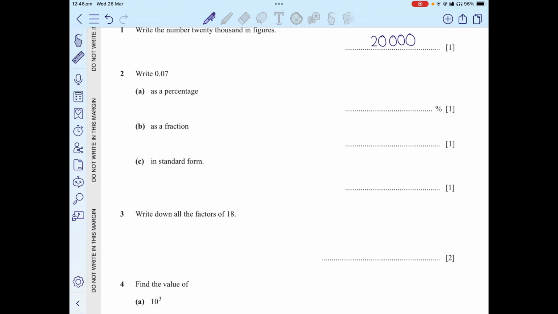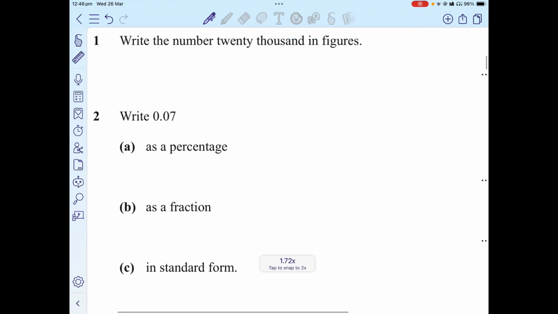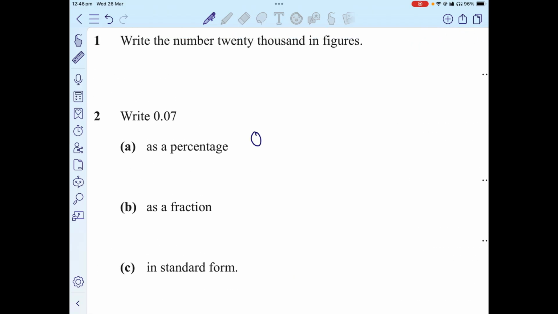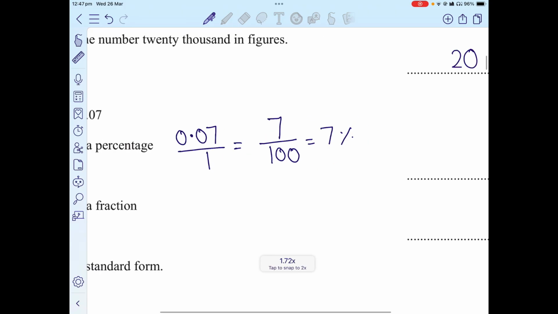Okay, after that, write 0.07 as a percentage. Now basically, we know that 0.07 can be written as 0.07 over 1 because dividing by 1 is the same thing as writing 0.07. Now if you make the denominator 100, the numerator 0.07 will also be multiplied with 100, which means moving the decimal point 2 places to the right. So that is 7 over 100, which is 7%.